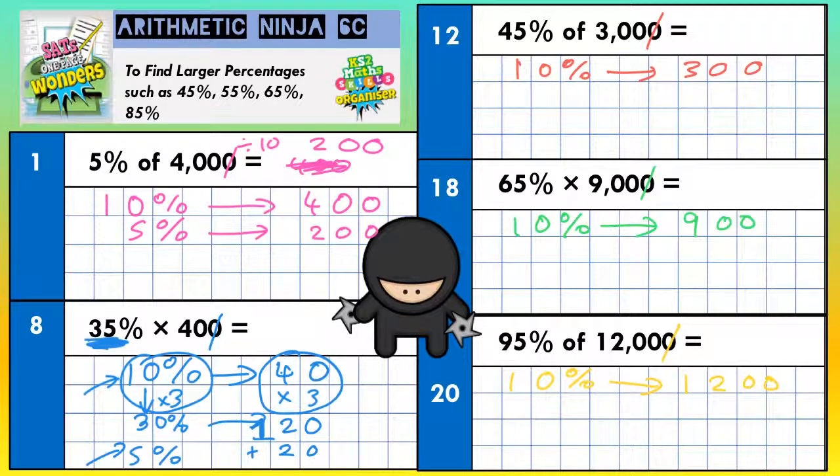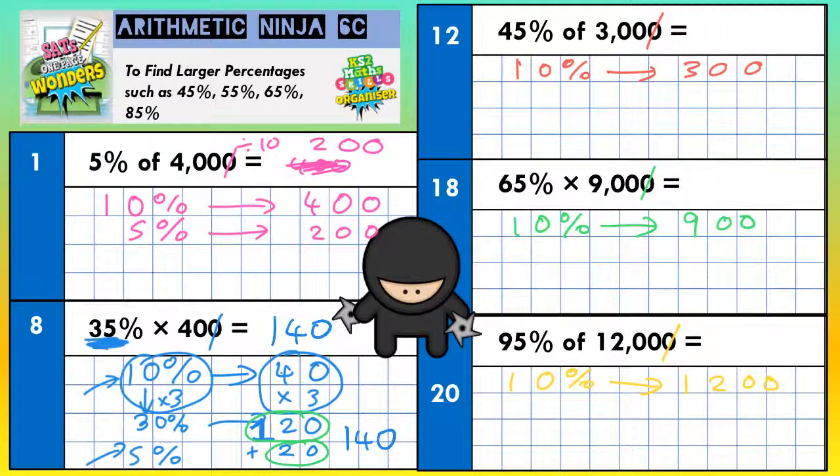So we've got 30% is our 120 and 5% is just our 20. Now if we add those two together, we'll get our final answer. So 120 add 20 is 140, and that's our final answer, 140.